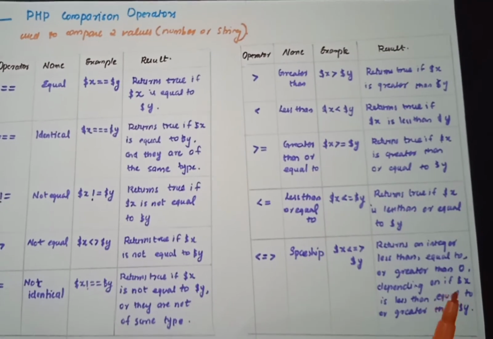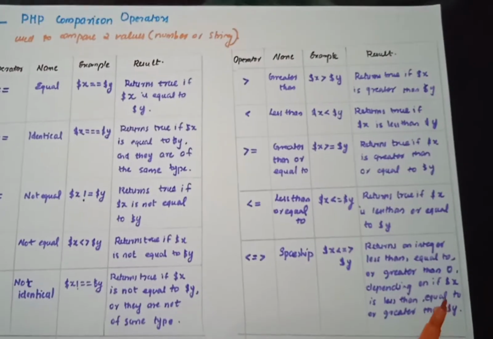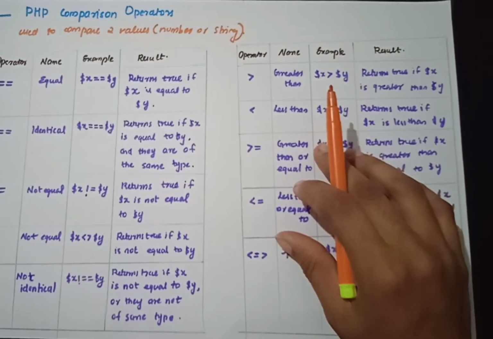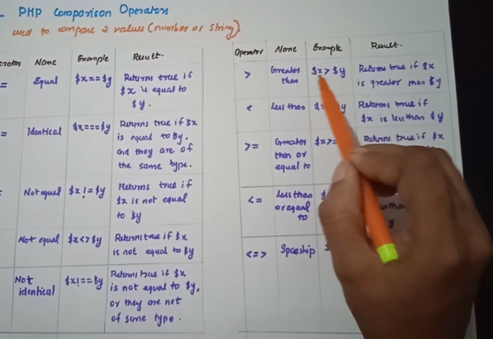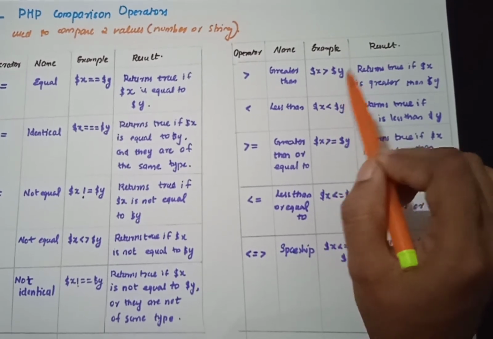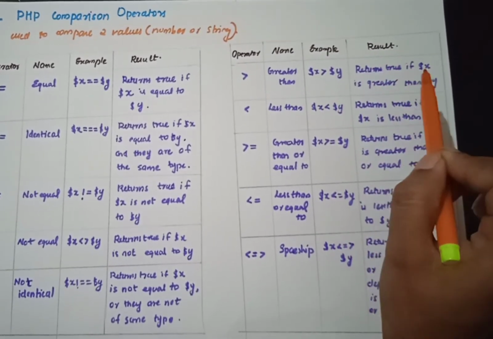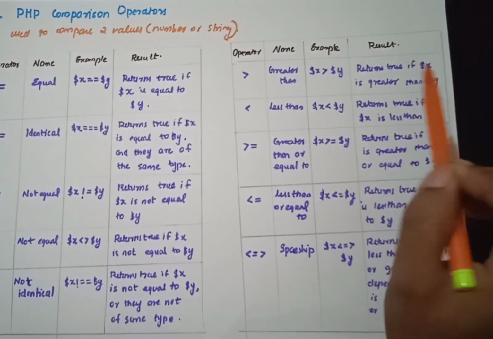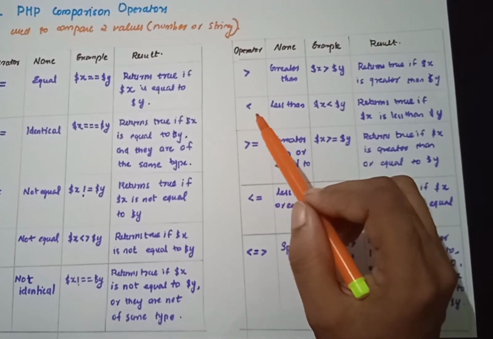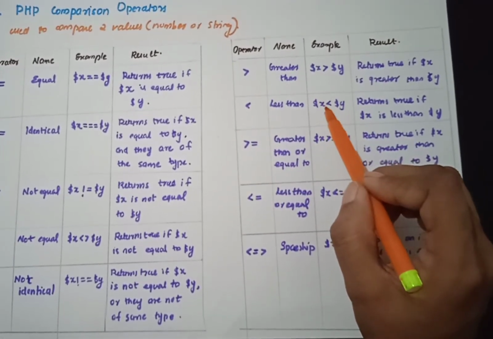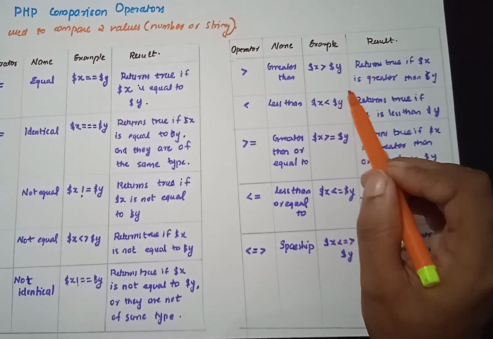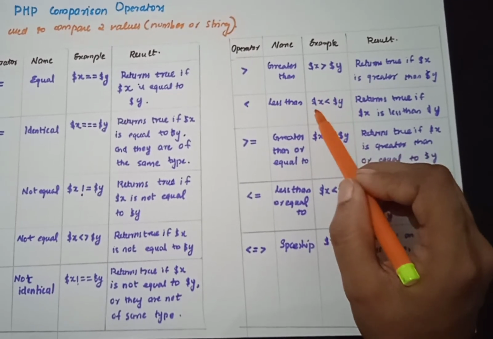So the next comparison operator is greater than. How do we define this expression? This is an example to check whether the variable x is greater than y. It will return true if x is greater than y. And this is the comparison operator for less than. Here it will check whether the variable x is less than the value of y, and it will return true when x is less than y.